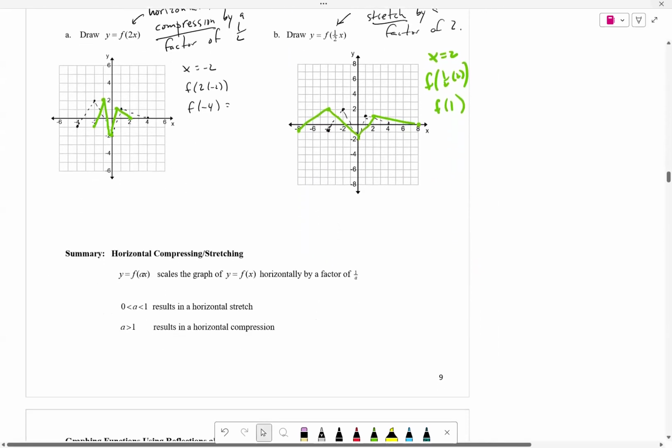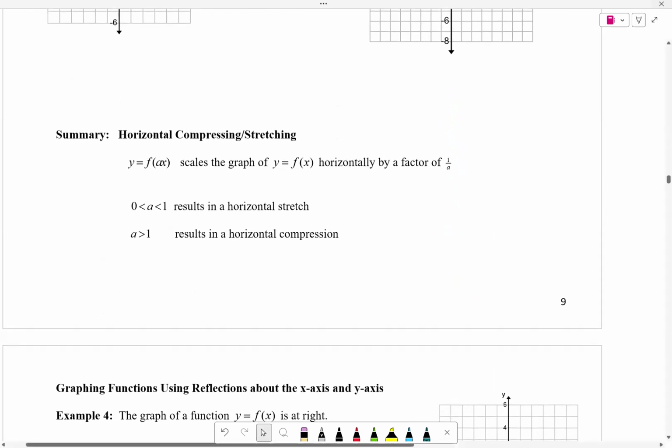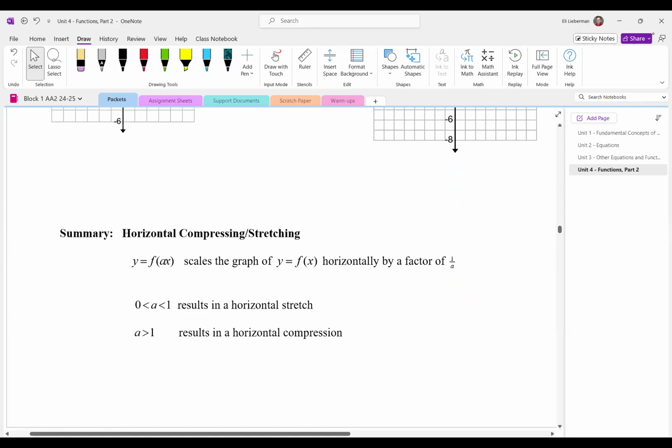Okay. Horizontal compressing, stretching. y equals f. Okay, that's what we just did. Can I give you a moment to decompress until, let's see, we have until 2:22.